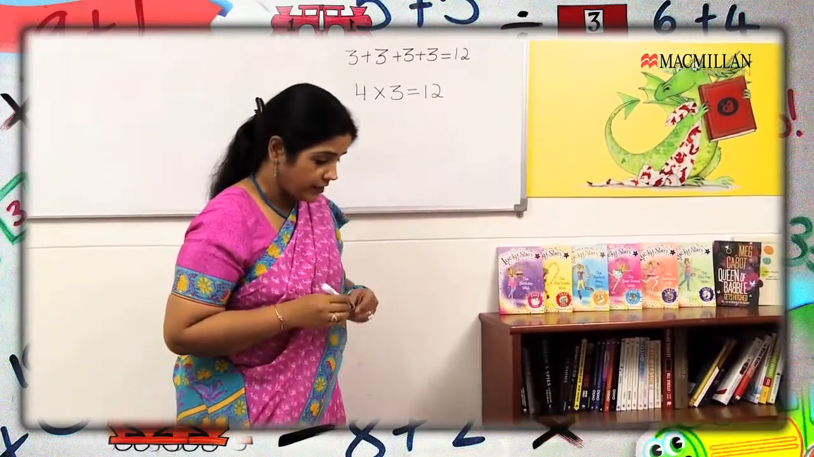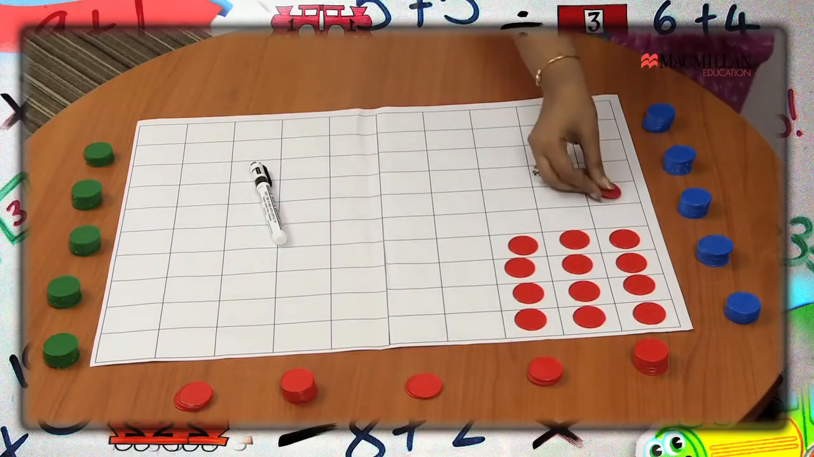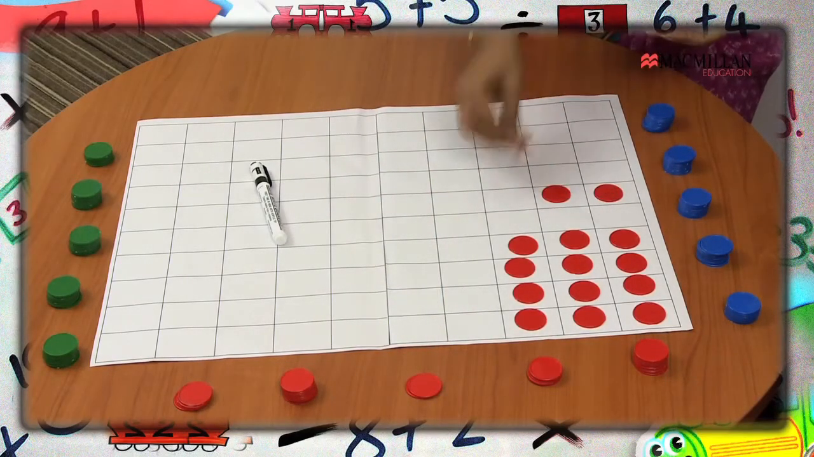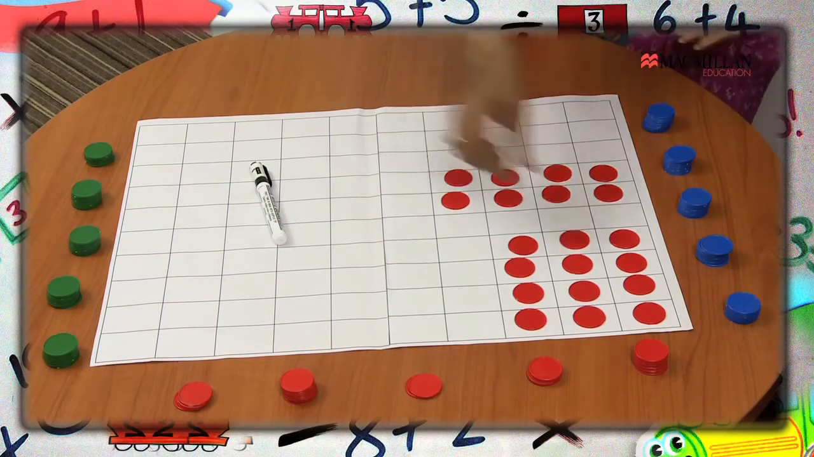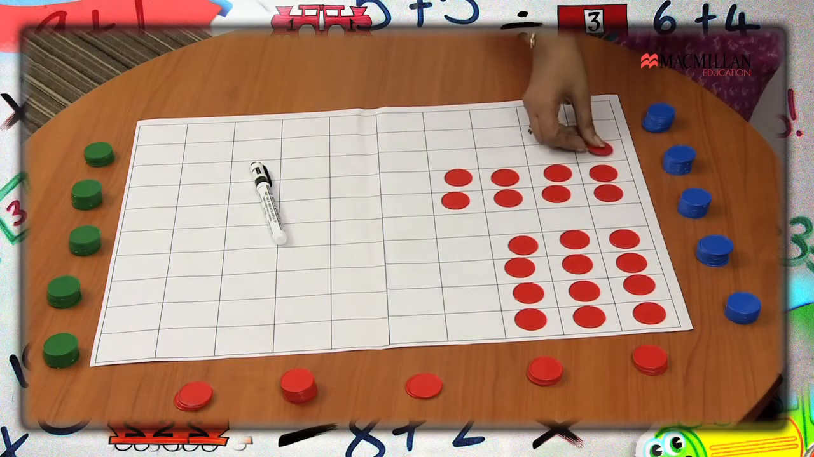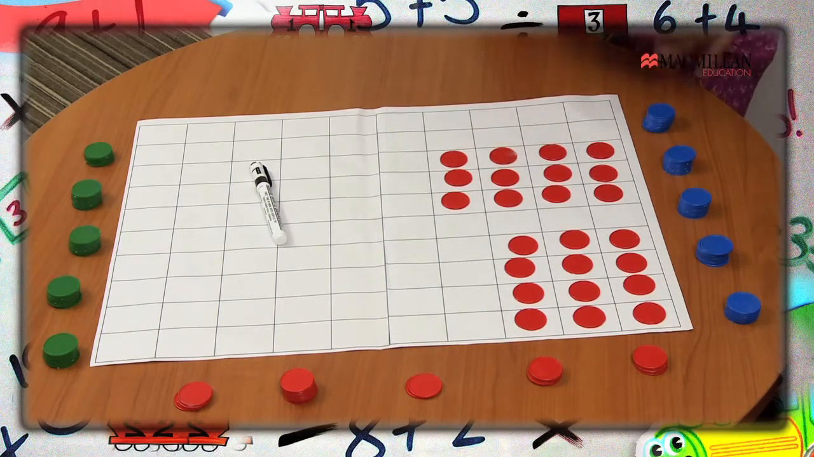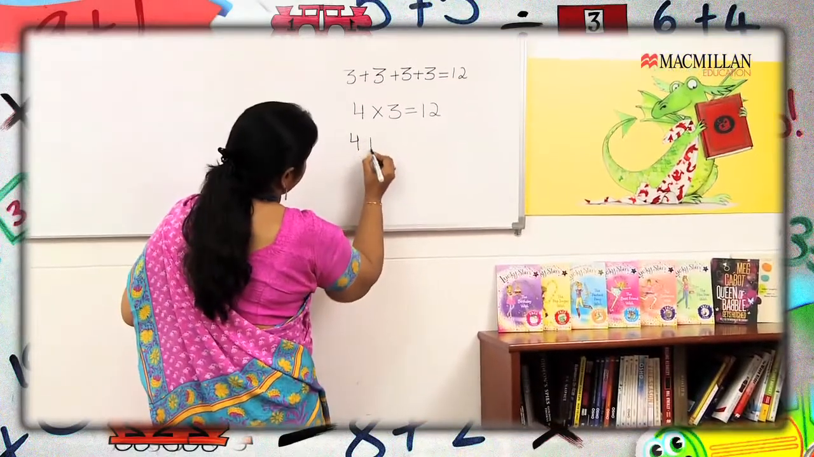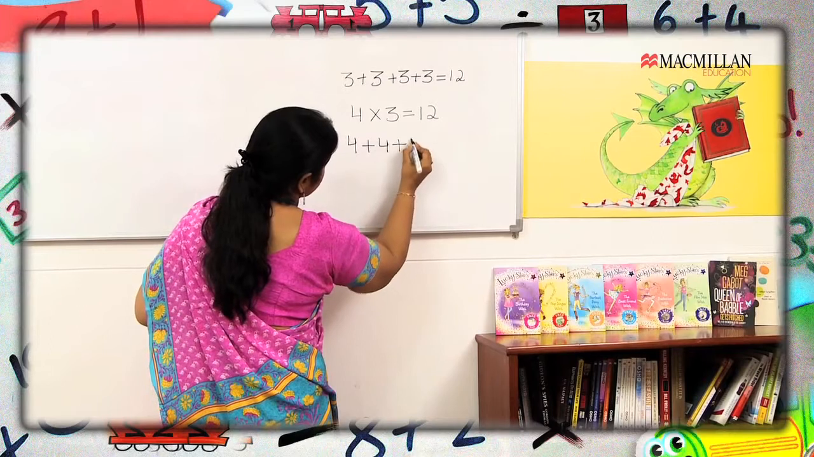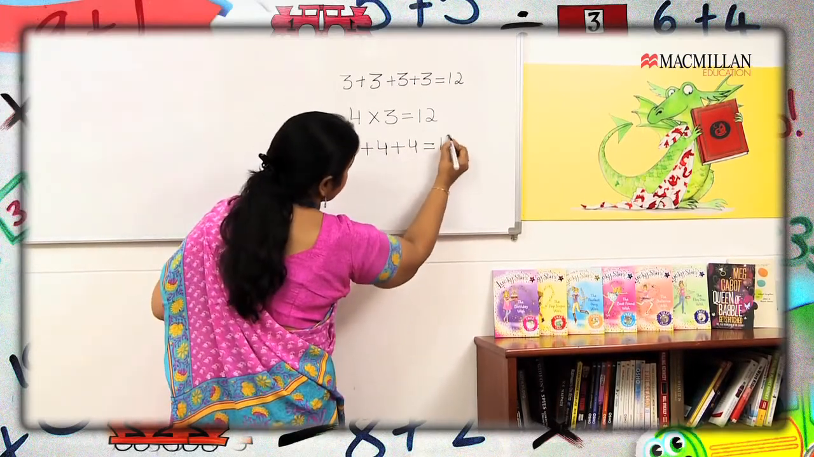Let me show you something else. Now supposing I arrange 4 counters in one row, 4 counters in second row, and again 4 counters in third row. So what do I have this time? I have 4 plus 4 plus 4. And can you add this for me? What do we get? We get 12.